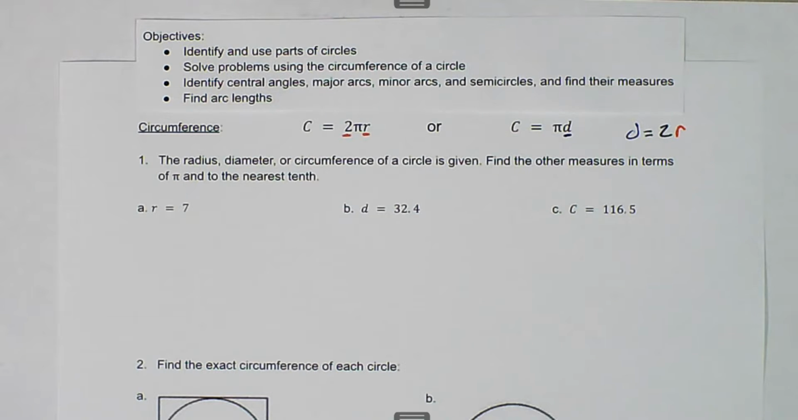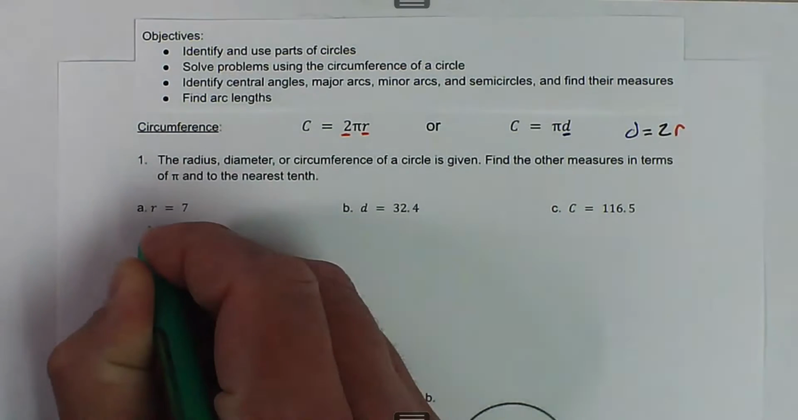So then we have some example problems. The radius, diameter, or circumference of a circle is given. Find the other measures in terms of pi and to the nearest tenth. So we want to have an exact answer, which would be in terms of pi, and then we want to have it to the nearest tenth, which would be just multiplying pi through. So in this case, we are given the radius, and we want to calculate the circumference. So circumference is equal to pi times d.